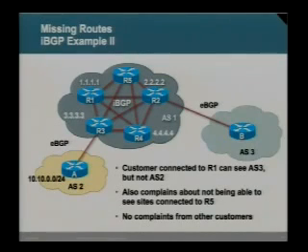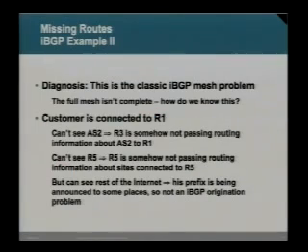Well, you need to have a look at that. So what do they say? R1 can't see anybody in R5. R1 can't see AS2. Well, I'd say this is a classic IBGP mesh problem. The full mesh is not complete. Okay, customer in R1, he can't see AS2.